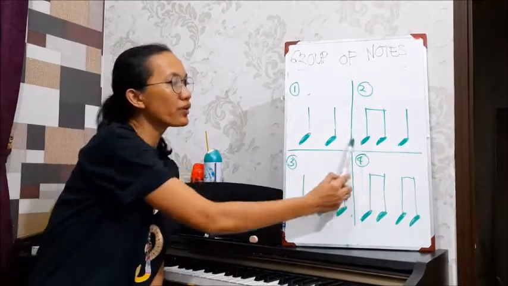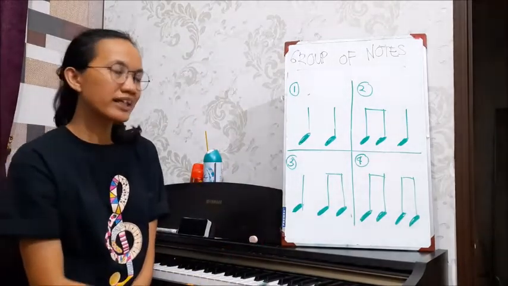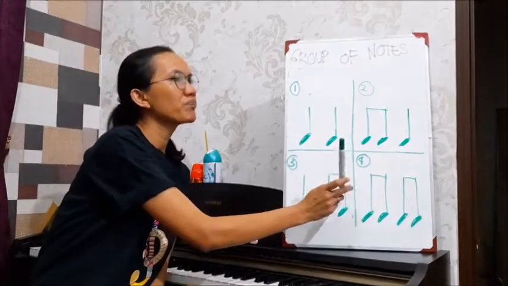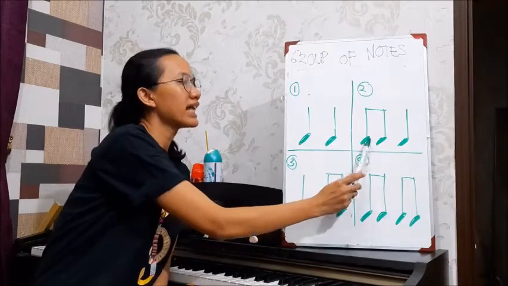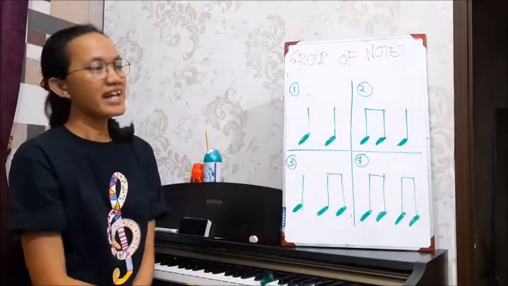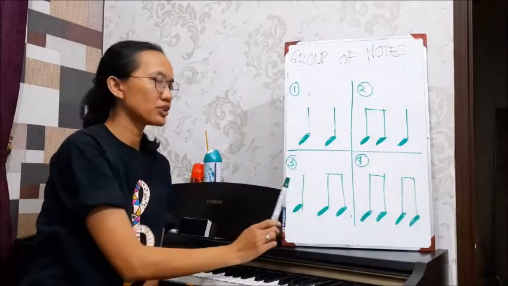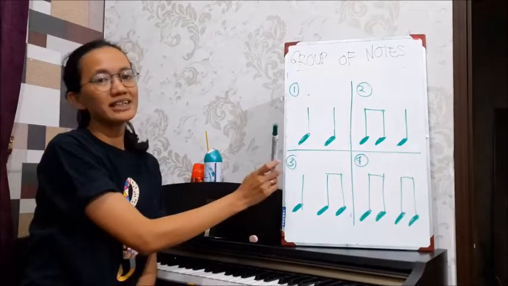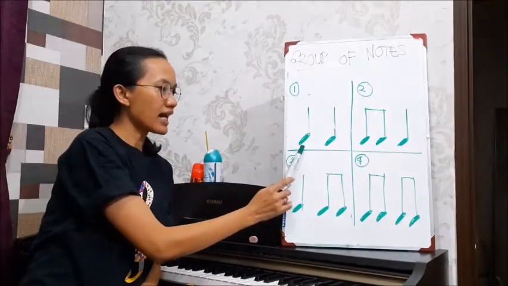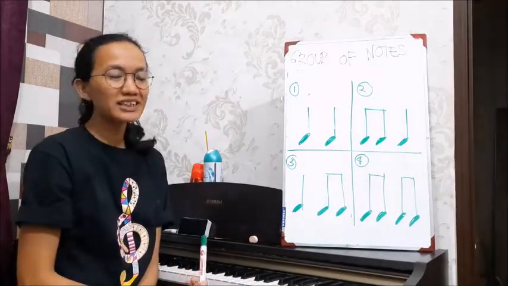We have 2 quavers here and 1 single crotchet. How does it go like? 1, 2, 3, and 4. Ta ta ta, ta ta ta. Okay, let's combine number 1 and number 2. 5, 6, number 1. Ta ta ta ta ta. Now you see the difference.